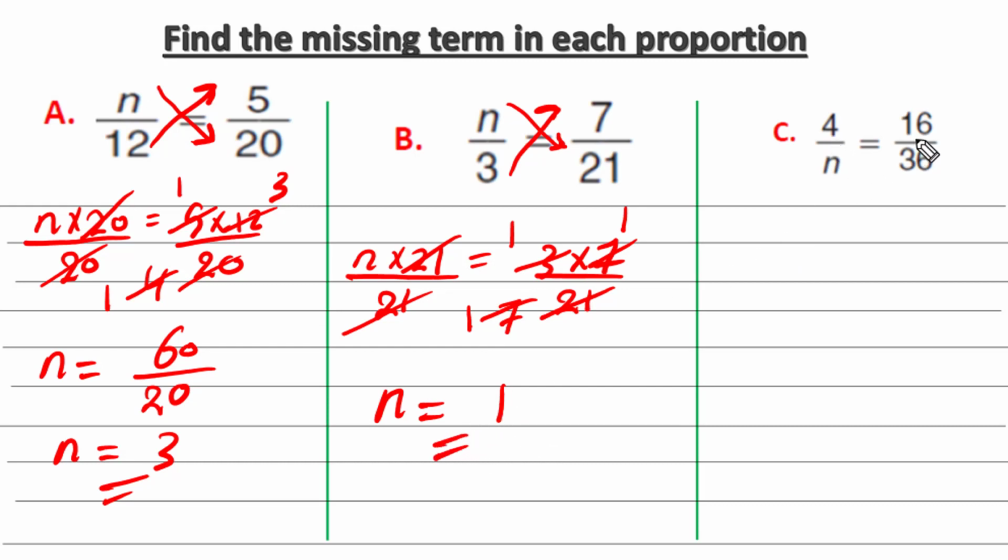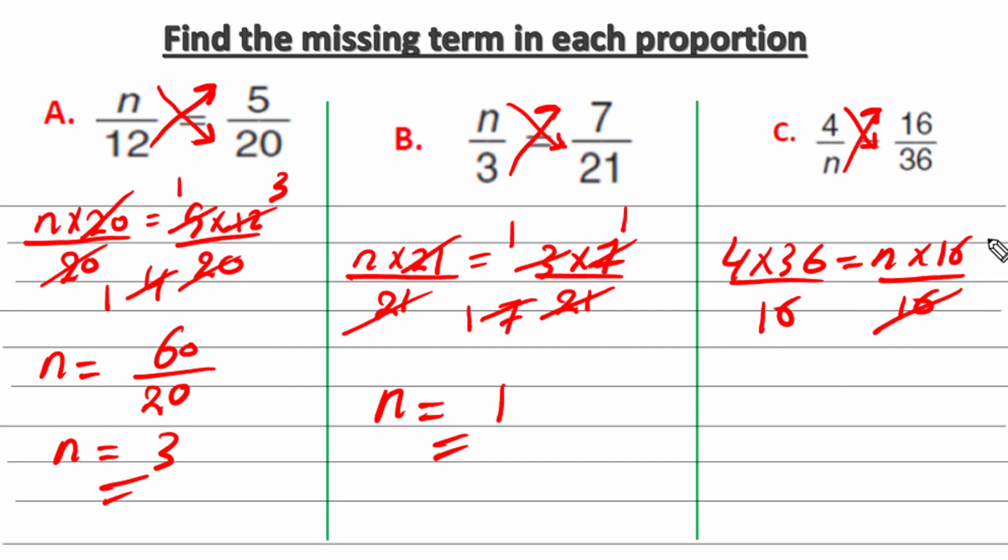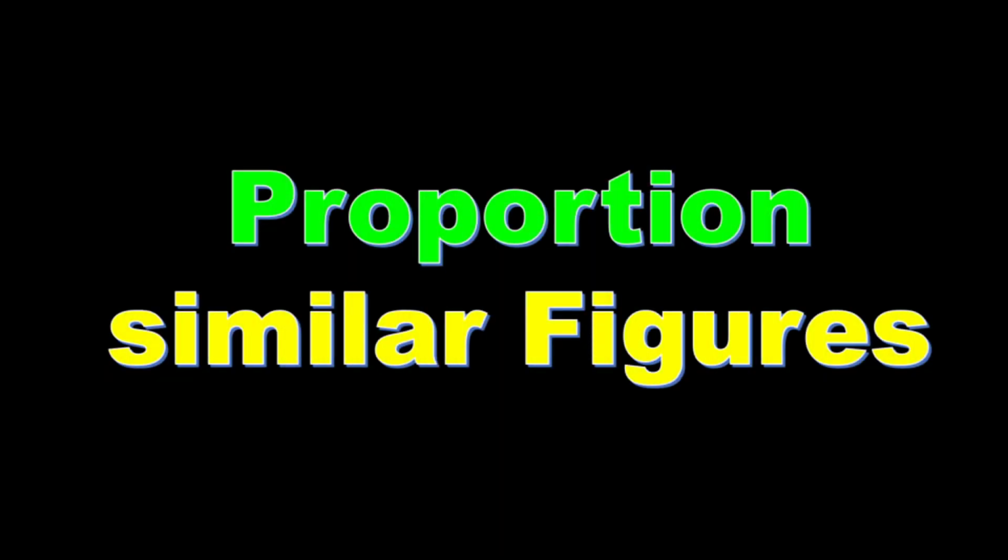Next, 4 over n equals 16 over 36. We can write 4 times 36 equals n times 16. To find the value of n, we will divide both sides by 16. 16 is called the coefficient of n. Now divide out common factors, we get n equals 16 is divisible by 4 equals what, mister? Yes, equals 4. 36 is divisible by 4, we get 9. Now n equals 9.